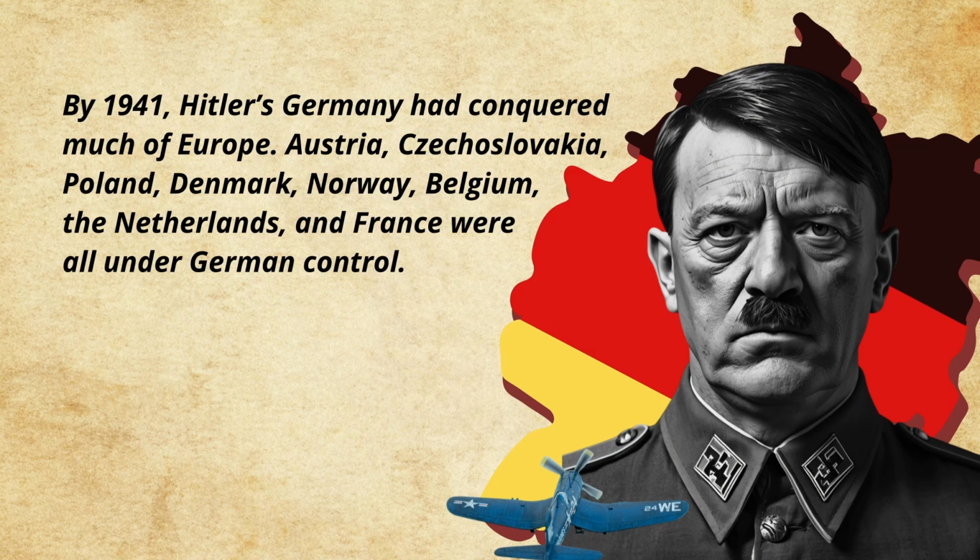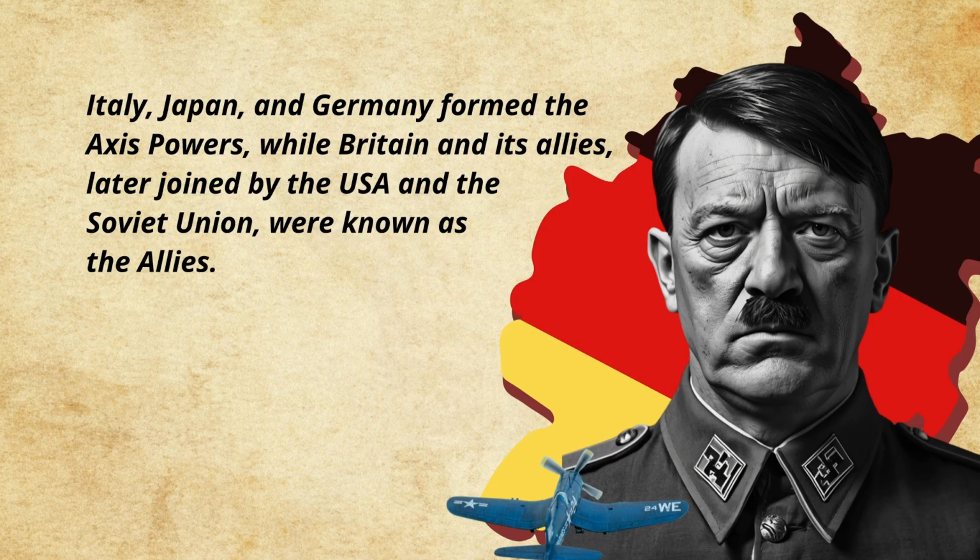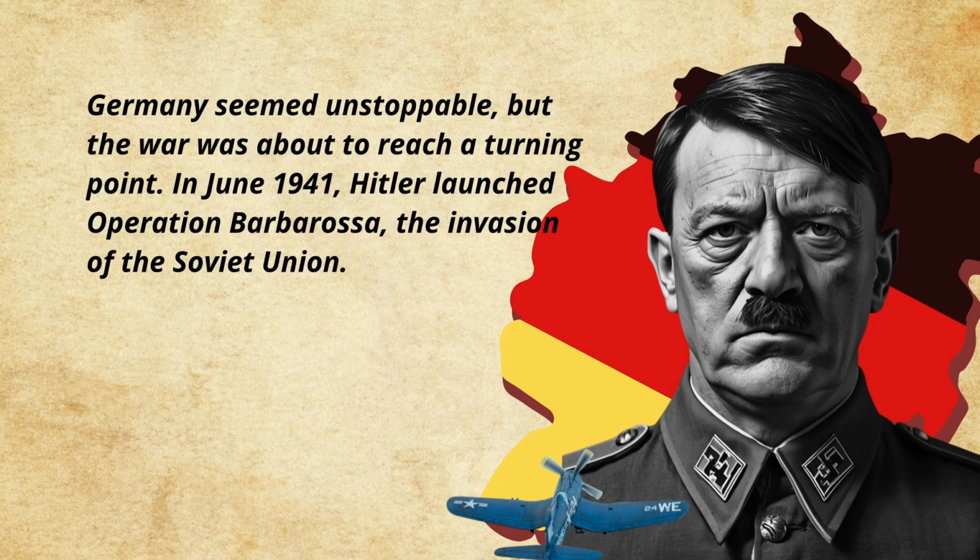By 1941, Hitler's Germany had conquered much of Europe. Austria, Czechoslovakia, Poland, Denmark, Norway, Belgium, the Netherlands, and France were all under German control. Italy, Japan, and Germany formed the Axis powers, while Britain and its allies, later joined by the USA and the Soviet Union, were known as the Allies. Germany seemed unstoppable, but the war was about to reach a turning point.